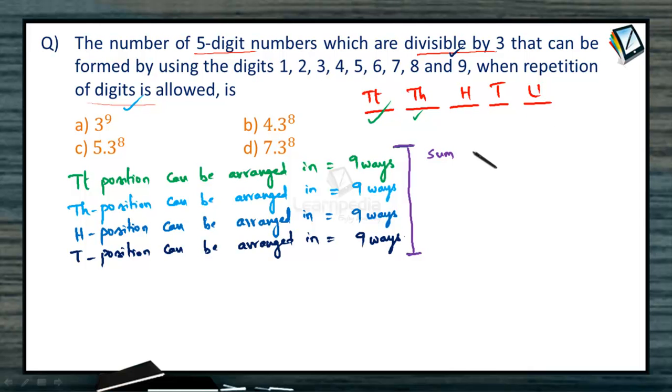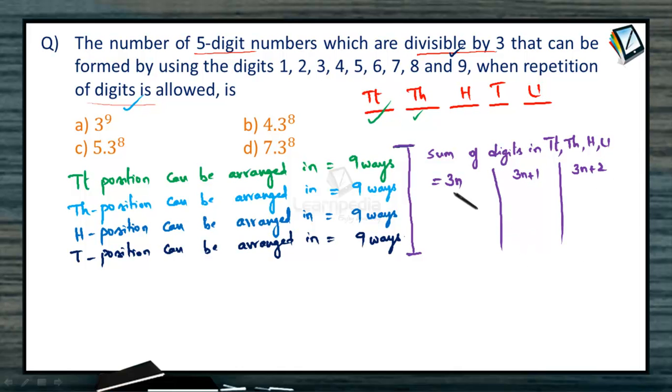Then the sum of the digits in the 10,000s, thousands, hundreds and tens places will be either in the form 3n, one case, or it would be in the form 3n plus 1 or in the form 3n plus 2, right? The sum might be directly divisible by 3, or it could be in the form 3n plus 1, which leaves a remainder 1 up to the 4 positions, or it could be in the form 3n plus 2, which leaves a remainder 2 when we add the digits which we used up to the 4 positions.